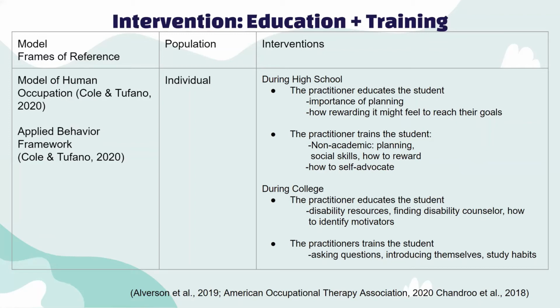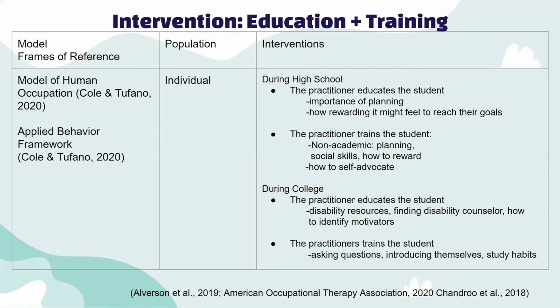So for interventions during high school, the practitioner can educate the student on the importance of planning and how rewarding it might feel to reach their goals. The practitioner might train the student in non-academic aspects, such as learning how to plan, learning more social skills, like how to reward themselves after they reach a goal, and also, which is really important, how to self-advocate.